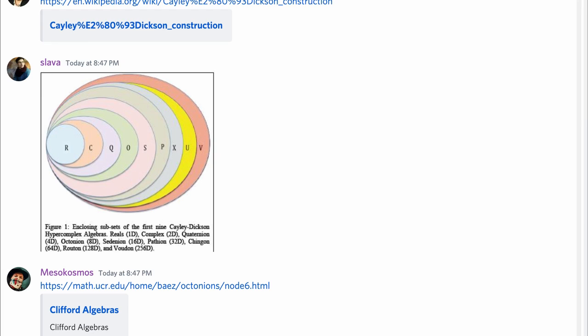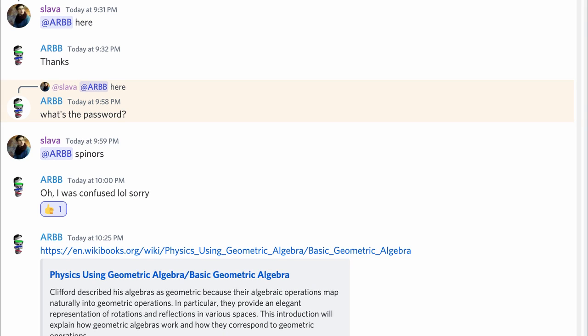It's different. What do the spinors have, right? Does that make sense? Yeah.